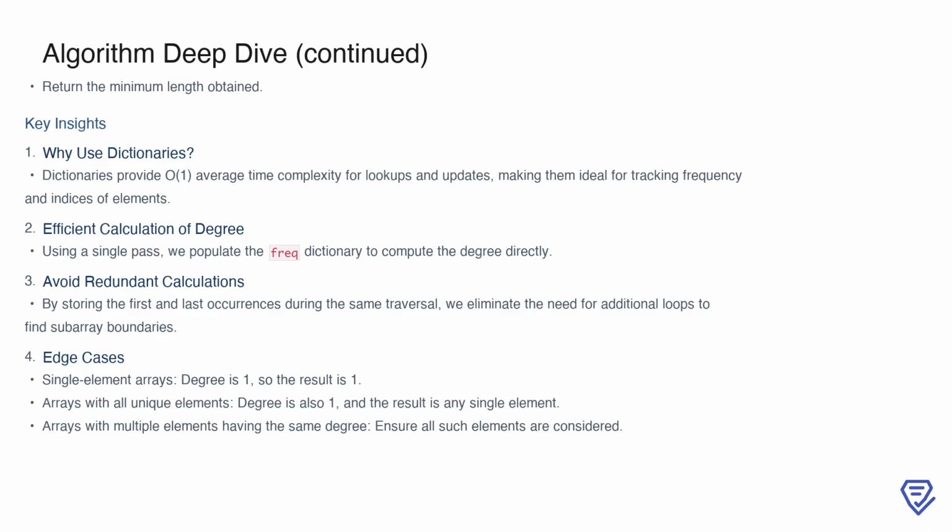This streamlined approach minimizes unnecessary loops and keeps the algorithm concise. We must also account for edge cases. For example, if the array contains only one element, the degree is 1, and the result is simply the length of the array, which is also 1. Similarly, if all elements are unique, the degree remains 1, and the output is any single element. When multiple elements share the same degree, we ensure that all such elements are considered to find the smallest subarray.